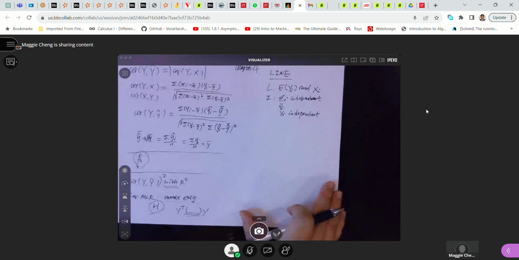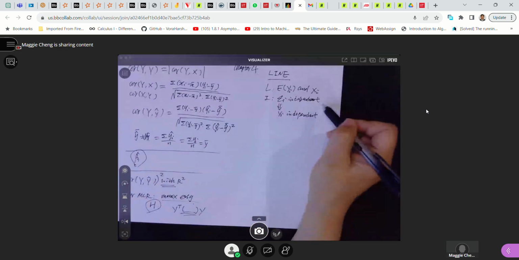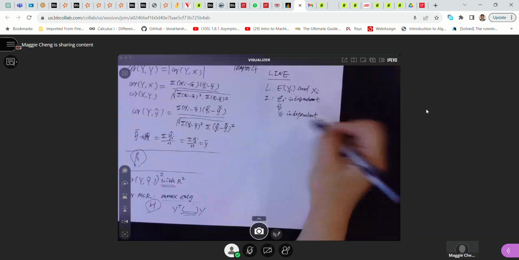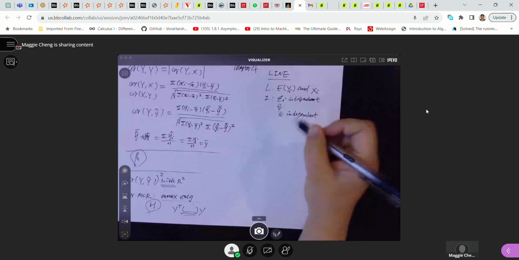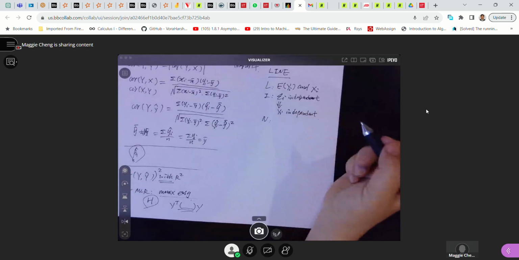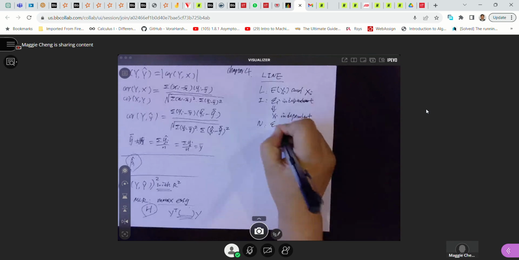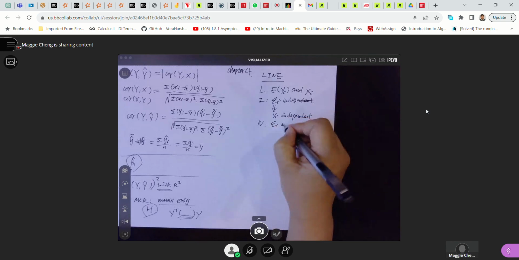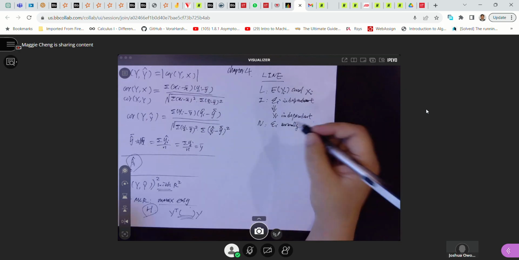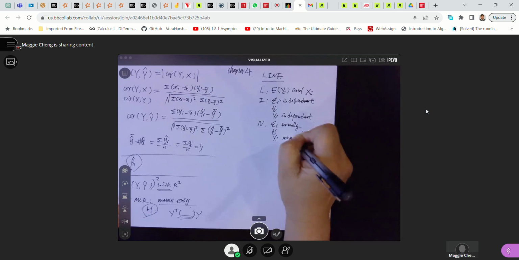Because the epsilon i are independent of each other, that makes yi also independent of each other. That's the I assumption. What is N? N basically means all the epsilon i's are normally distributed. Right, they are normally distributed. Because of that, that also makes y normally distributed.